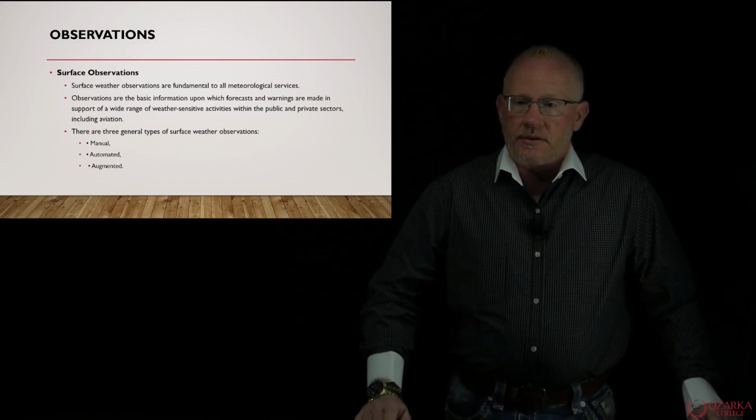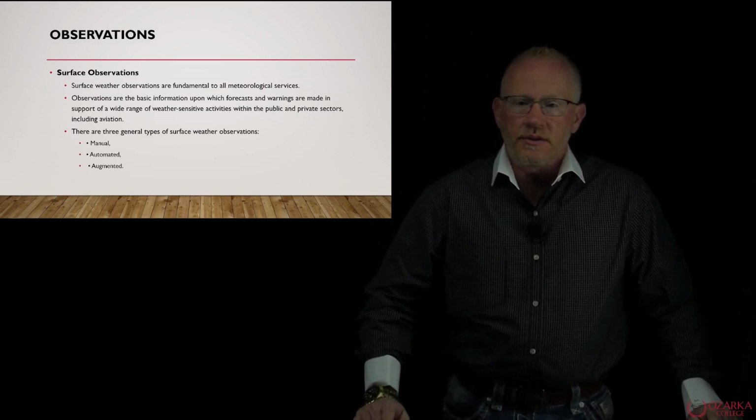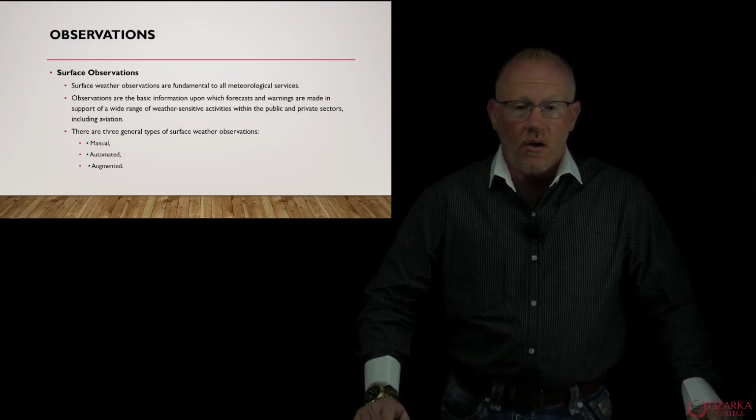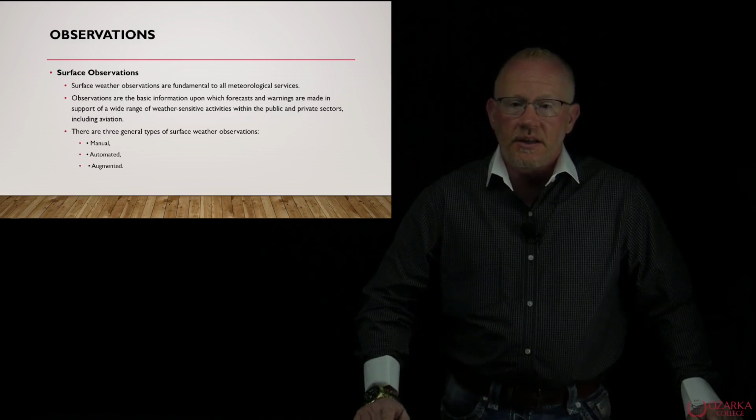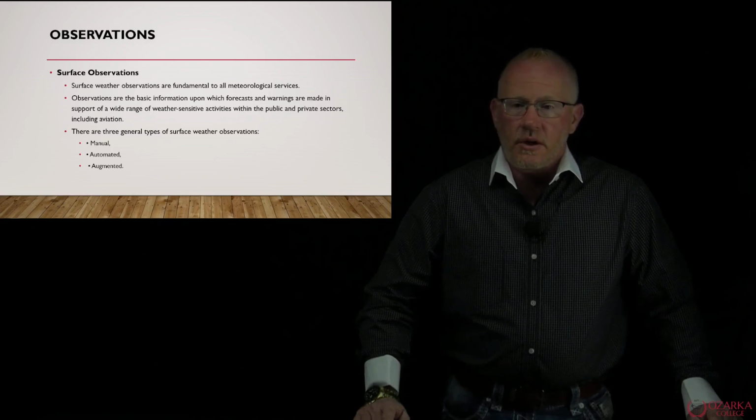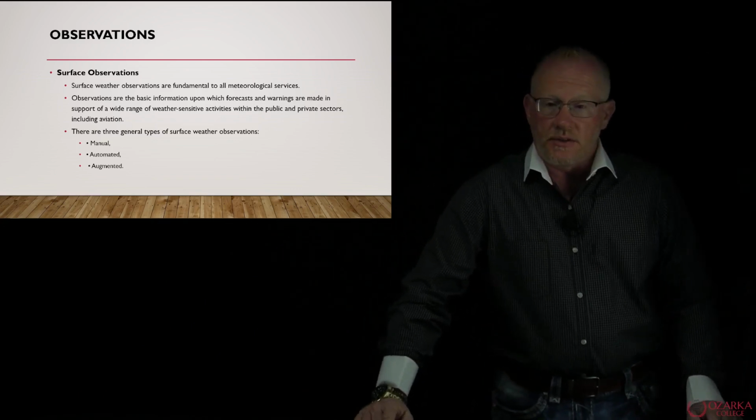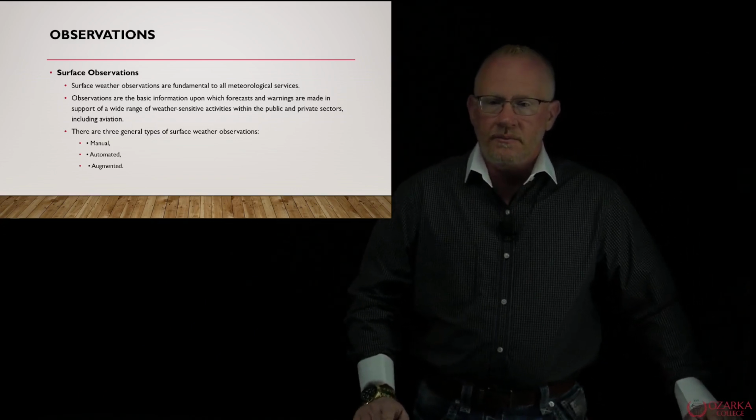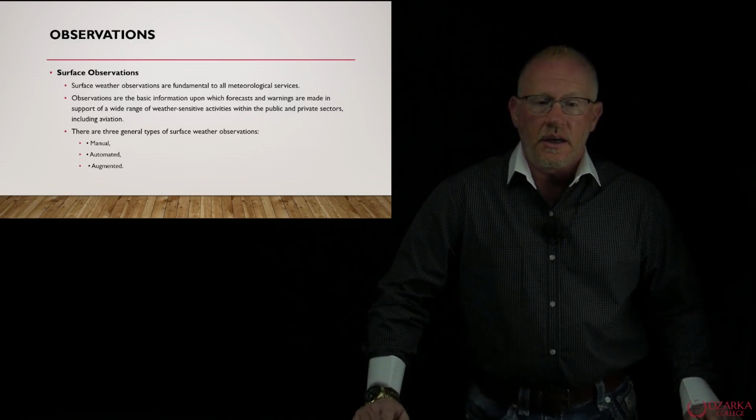Surface observations. Now, surface weather observations are fundamental to all meteorological services. It tells us what's happening on the ground. Observations are basic information upon which forecasts and warnings are made in support of a wide range of weather-sensitive activities within the public and private sectors, including aviation. There are three general types of surface observations, okay? So you have manual, automated, and augmented.